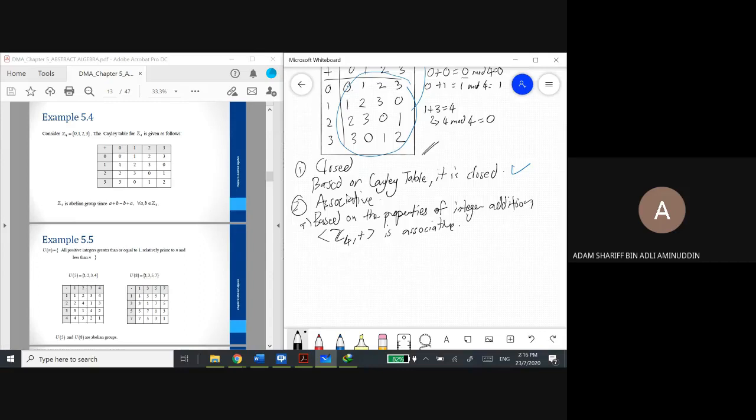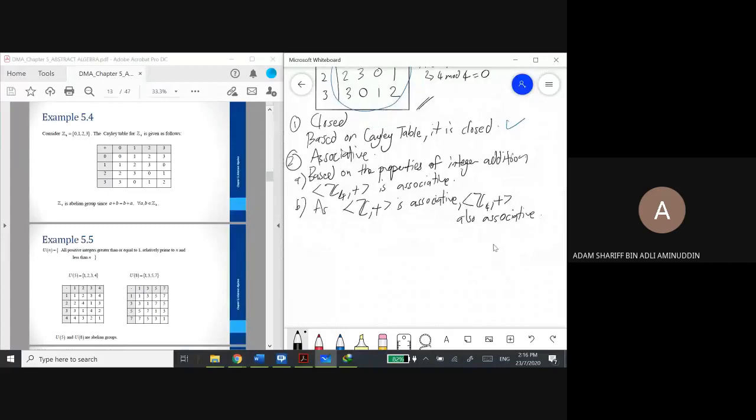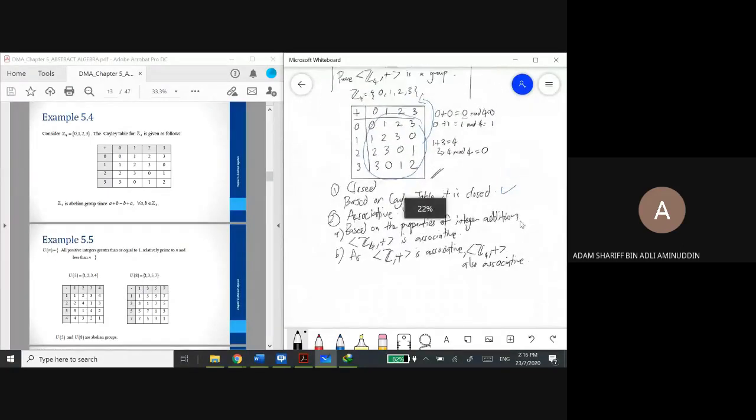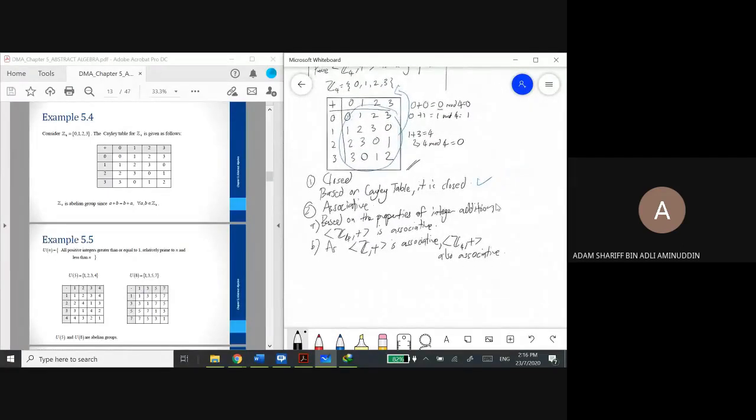Some of my students want to write like this also, which can. I've seen this example. As Z plus is associative, Z4 plus is also associative. I can also accept this answer. Okay. We proceed with the third one. Please be patient, a little more.